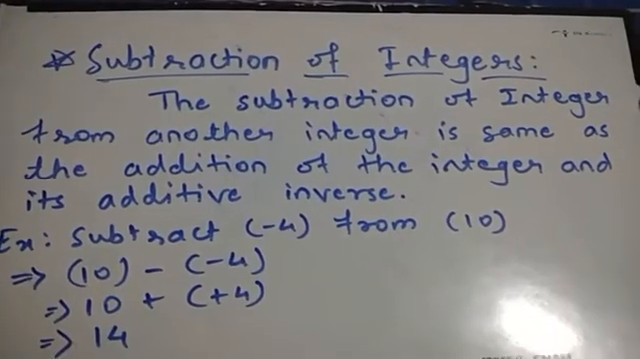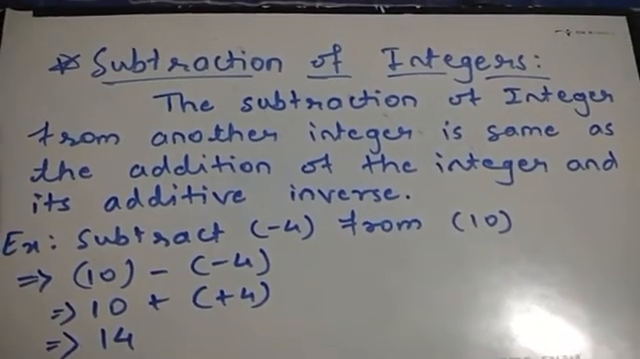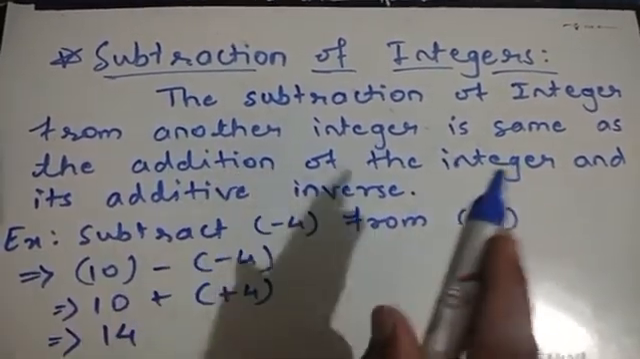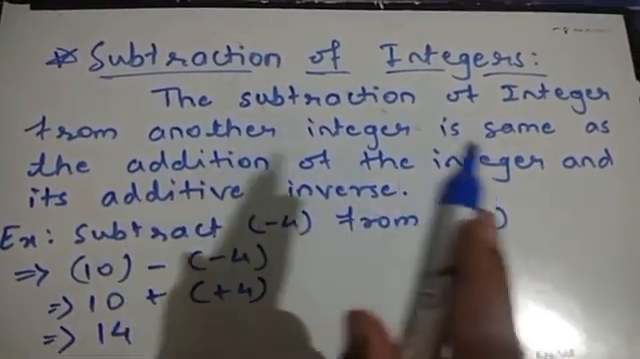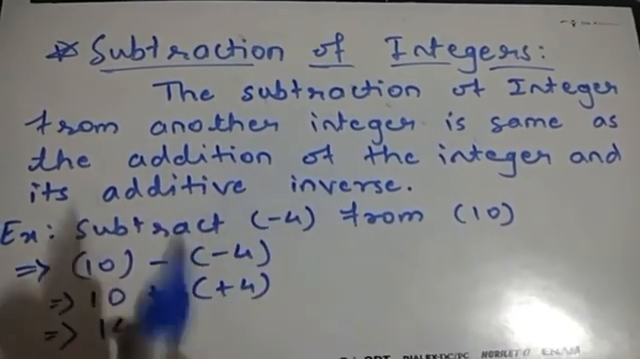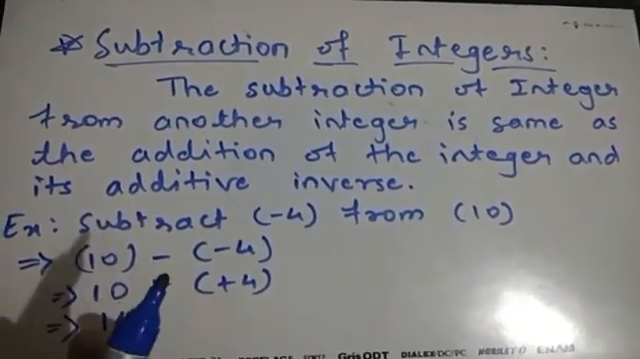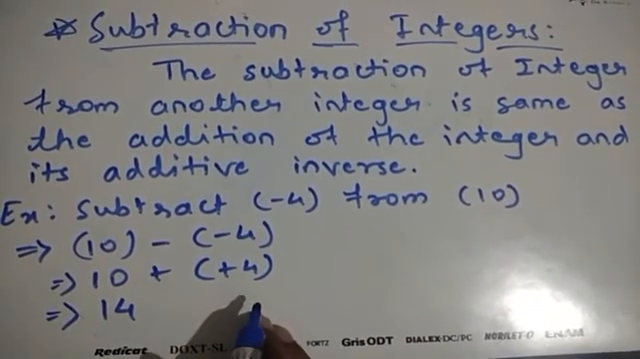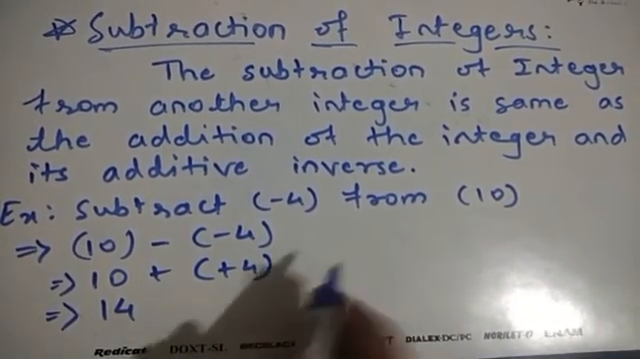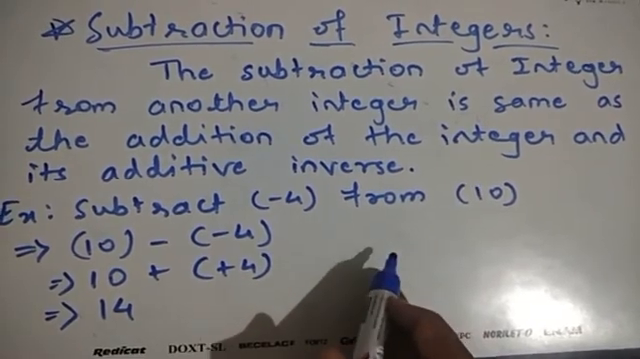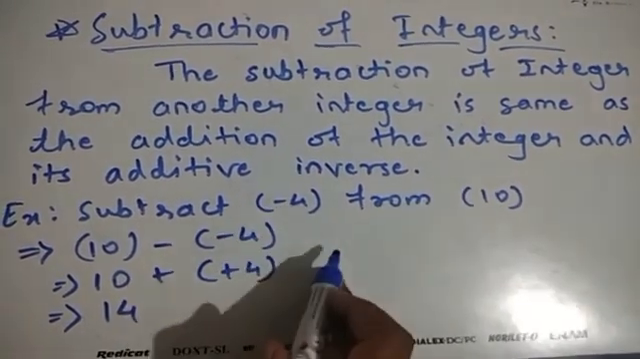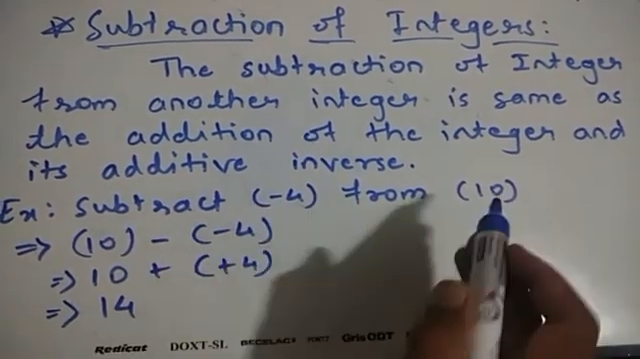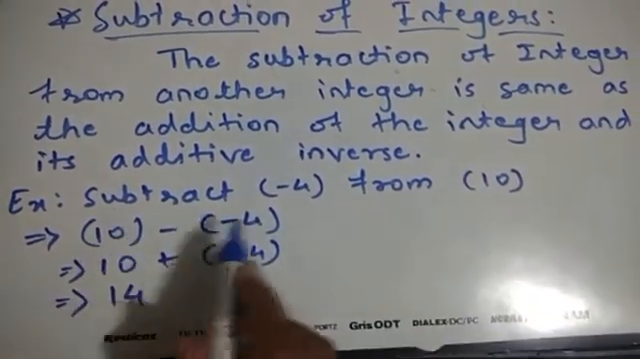Next part is subtraction of integers. The subtraction of integer from another integer is same as the addition of the integer and its additive inverse. Let's try to understand this part with the help of one example. Students, when we subtract one integer from the another, just remember that we need to add its additive inverse. Suppose, for example, subtract -4 from 10. Means from 10 we need to subtract -4.